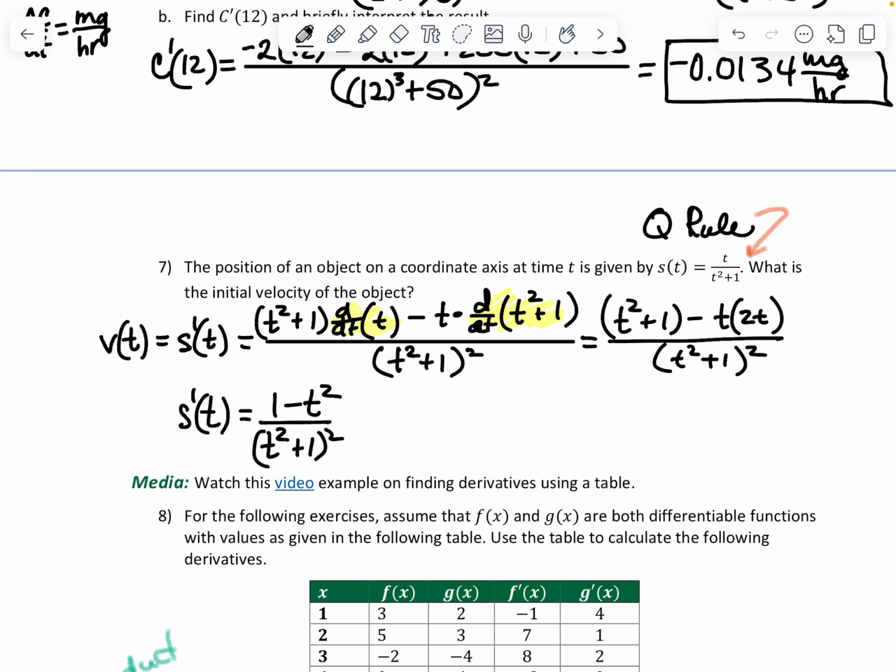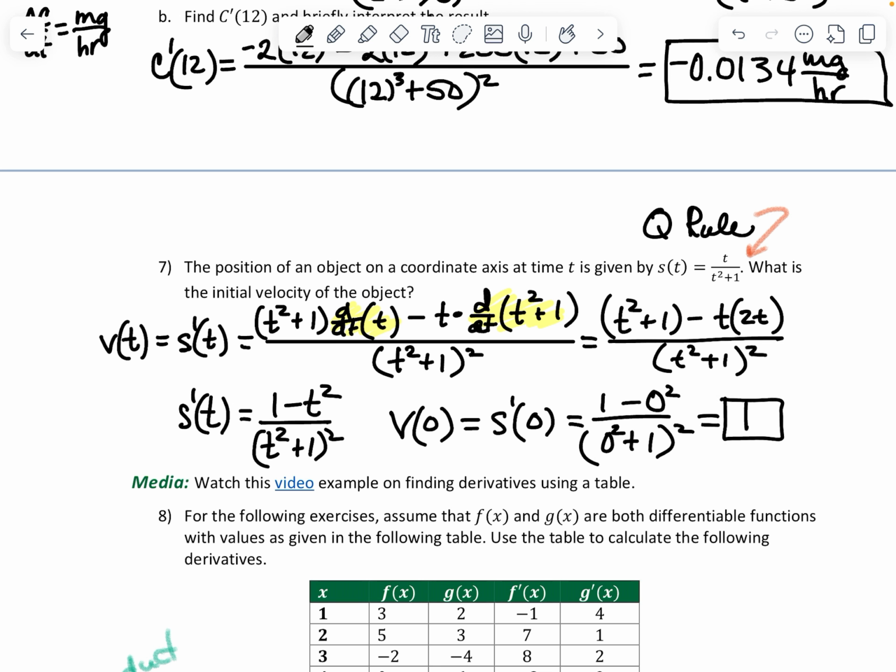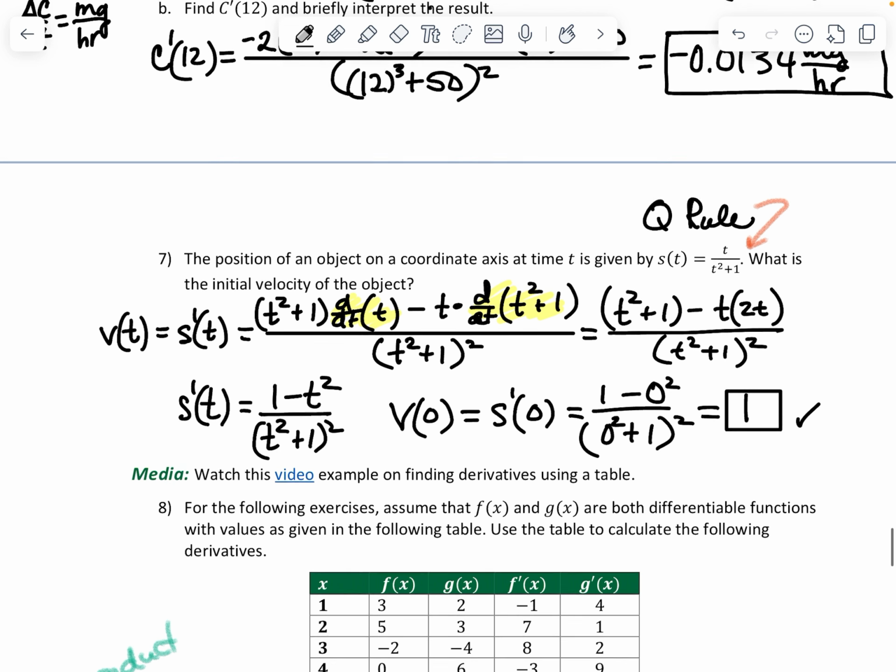And then I want to know, what is the initial velocity? So the initial velocity at time t equals 0 is equal to s prime of 0, which is equal to 1 minus 0 squared over 0 squared plus 1 squared. So it looks like we get 1, and the units in this case are not really being spoken about, so you can think of it like 1 centimeter per second or something like that. But we just have the initial velocity here without units, so just a scalar.